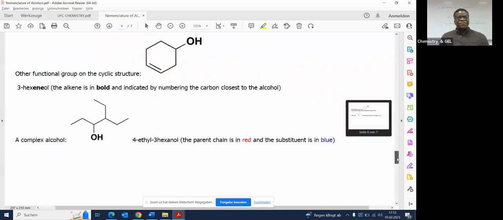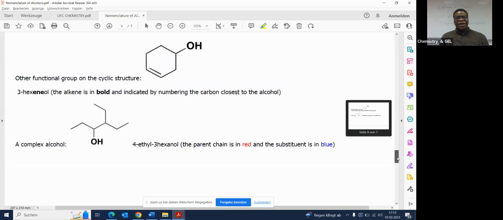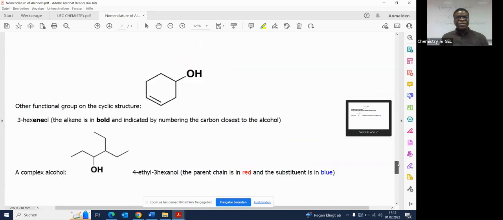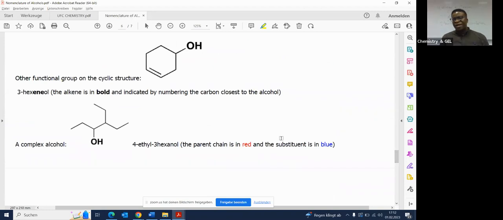All right. So now, at this point, I think we can do some 3 minutes, then we finish because it's towards the end. Other functional group on cyclic structure. Now this, already you can see that it's not saturated. There's a double bond, isn't it? Double bond, remember, hexene, okay? Six carbons, not hexane this time, hexene.